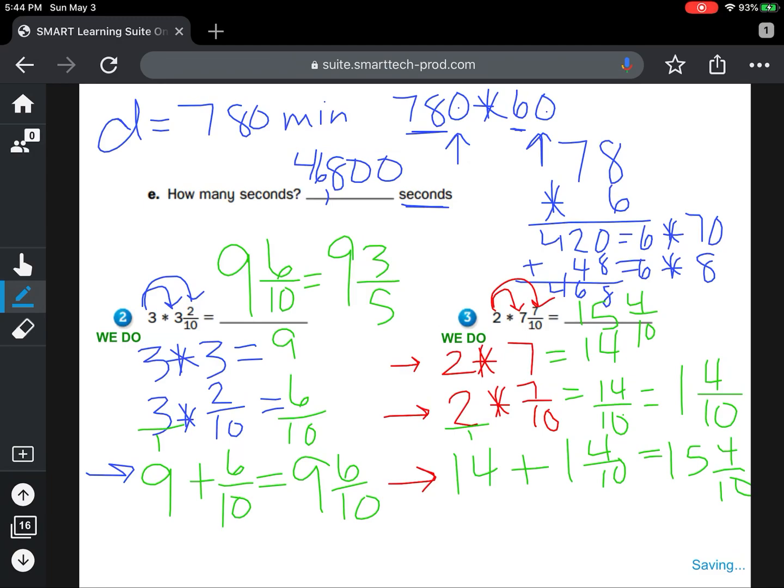That could have been reduced down to 15 and, let's see, 4 divided by 2 is 2. 10 divided by 2 is 5. So it could have also been 15 2/5 if you reduced it down to lowest terms. Once you have all of your work written down for problem number 2 and number 3, we will move on.